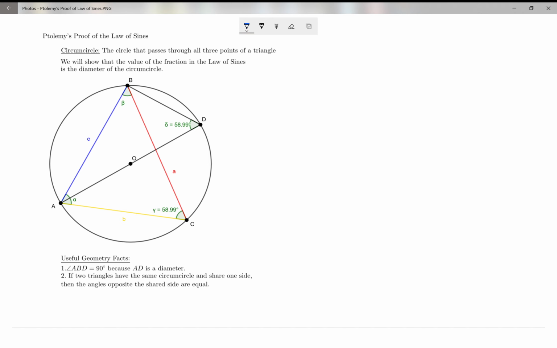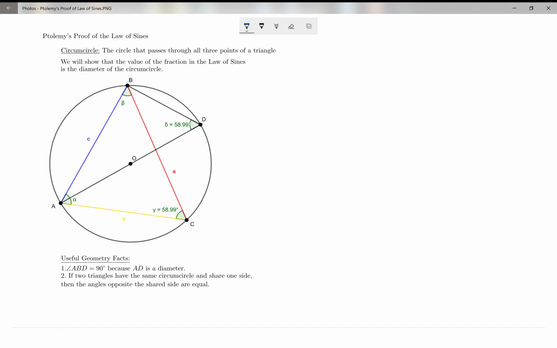In this video, we're going to talk about a proof of the law of sines that is attributed to Ptolemy. Ptolemy lived a very long time ago in Egypt, around the year 100 AD. While we learned about the law of sines in class, it might surprise you to know just how old this idea is.